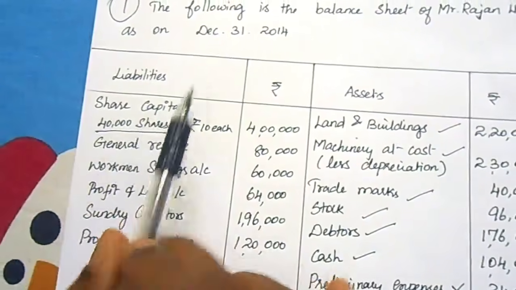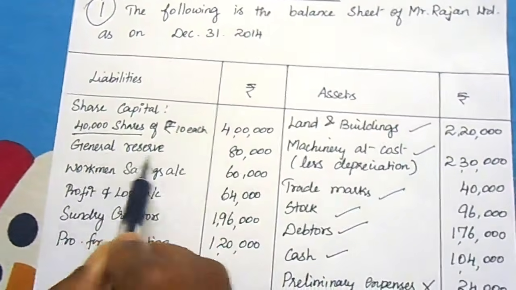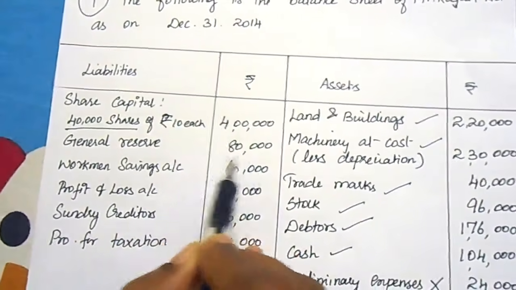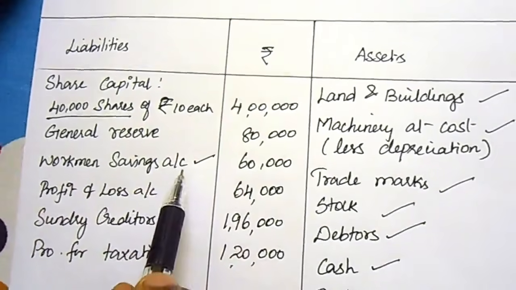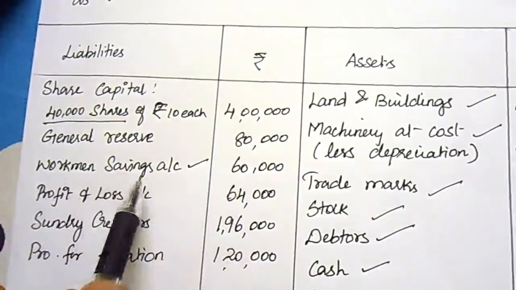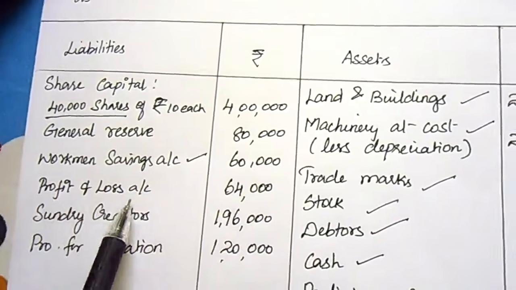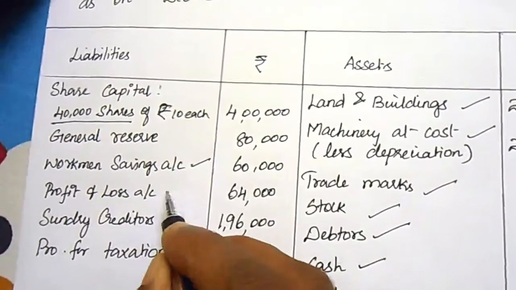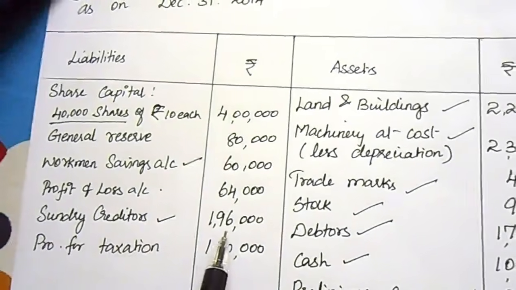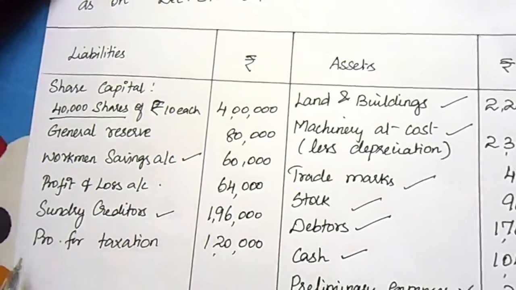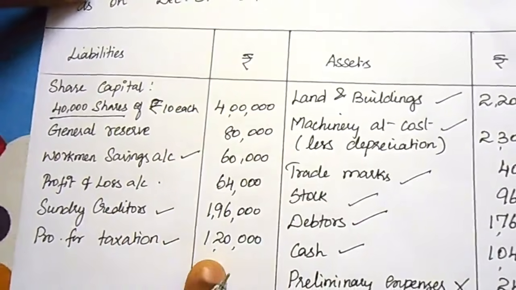Next, you need to subtract current liabilities and third-party liabilities. First one is share capital. It is an internal liability, so you need not subtract this. Then general reserve, which also belongs to shareholders, so leave it. Workmen savings account is a third-party liability which is maintained for employees, so this amount should be considered for calculation. Then profit and loss, that is net profit. This amount also belongs to shareholders, so you need not take this. Sundry creditors is a current liability, so you can take it into consideration. Then provision for taxation is also a third-party liability. So you have to take only three things.